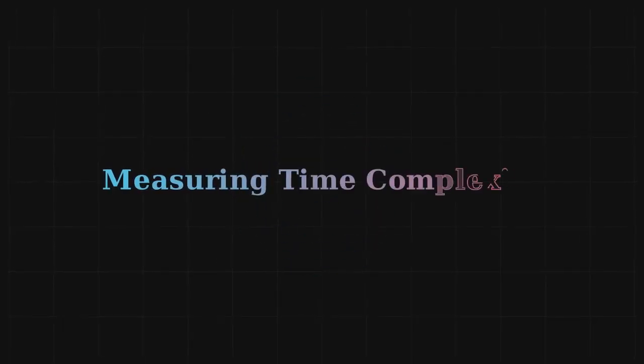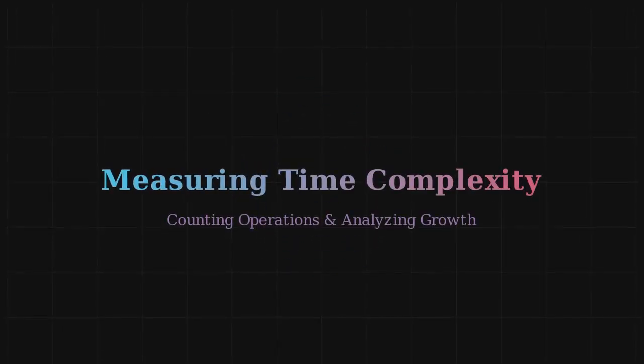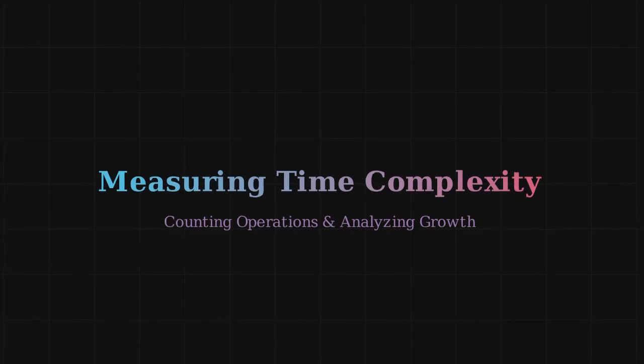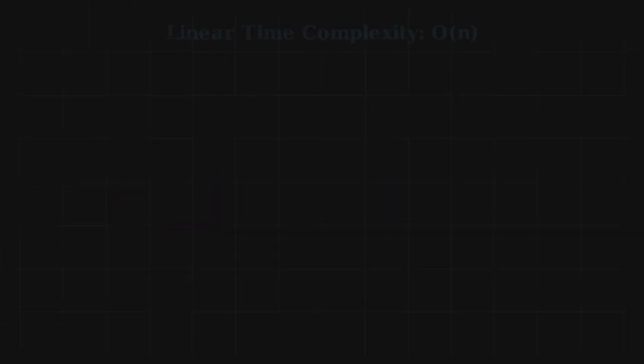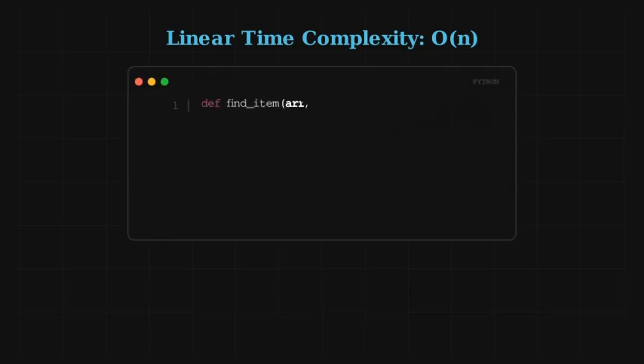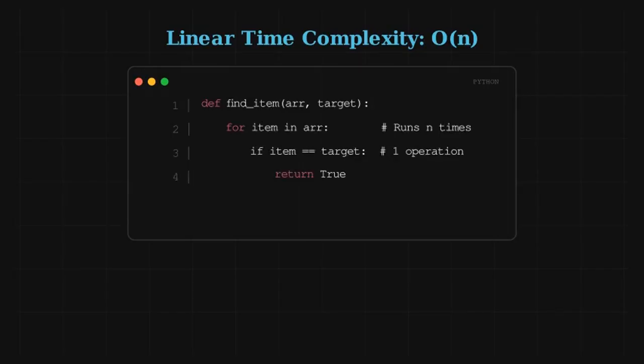How do we measure code performance? Instead of timing seconds, which vary by hardware, we count fundamental operations as input sizes grow. Let's analyze a simple loop. Inside, we perform a constant time operation. Since the loop repeats exactly n times, the total operations scale linearly with n.